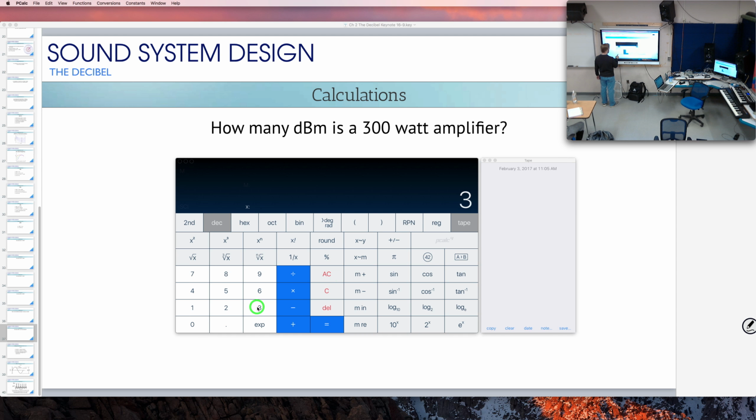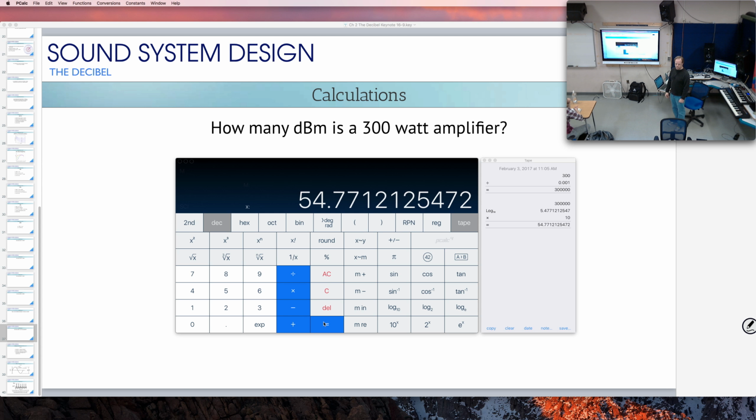So 300 divided by 1 equals 300. Oh, no, sorry, 0.001. Whoops. 300 divided by 0.001. We get 300,000, log 10 times 10, 54.77 dBm. Did anyone else get that? Yes? Okay, good. It must be right.